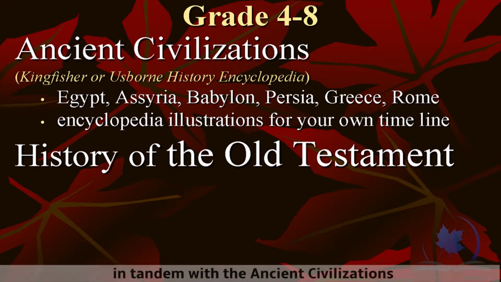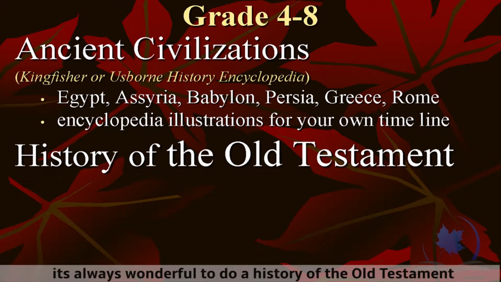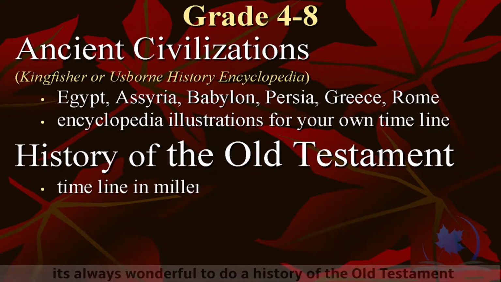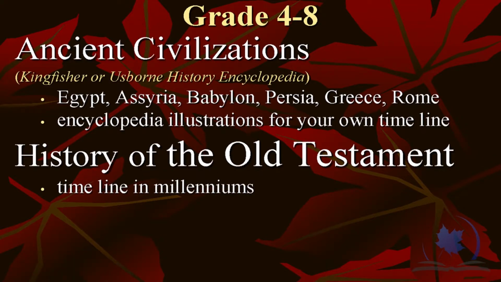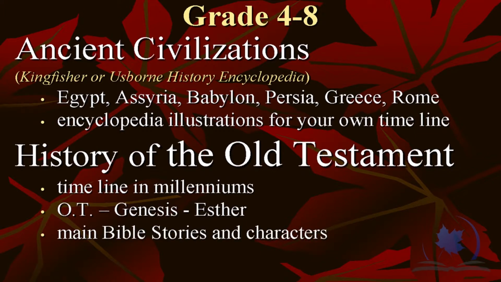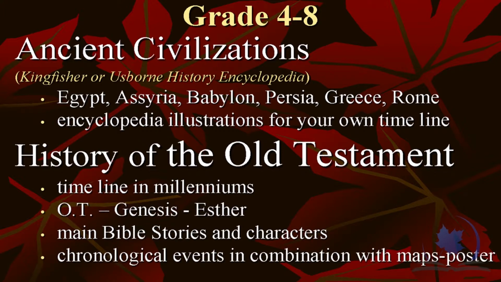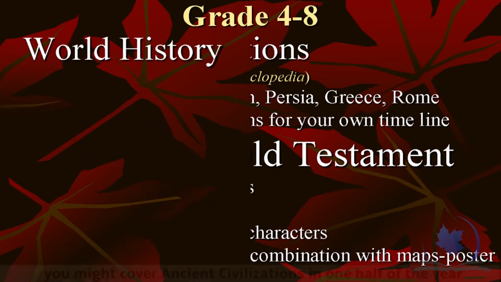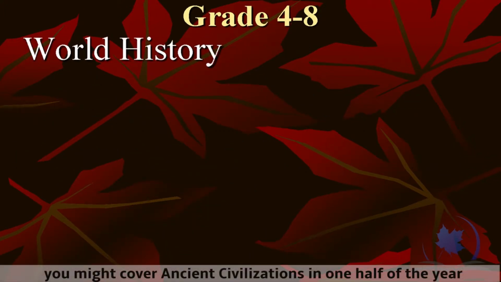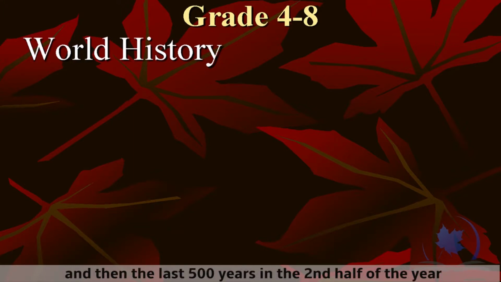In tandem with the ancient civilizations, it's always wonderful to do a history of the Old Testament. Mark your timeline in millenniums. Old Testament history is the books Genesis to Esther, and the major and minor prophets fit into that history. Your kids will benefit from learning the main Bible stories and characters in chronological order in combination with maps and posters. You might cover ancient civilizations in one half of the year, and then the last 500 years in the second half of the year.